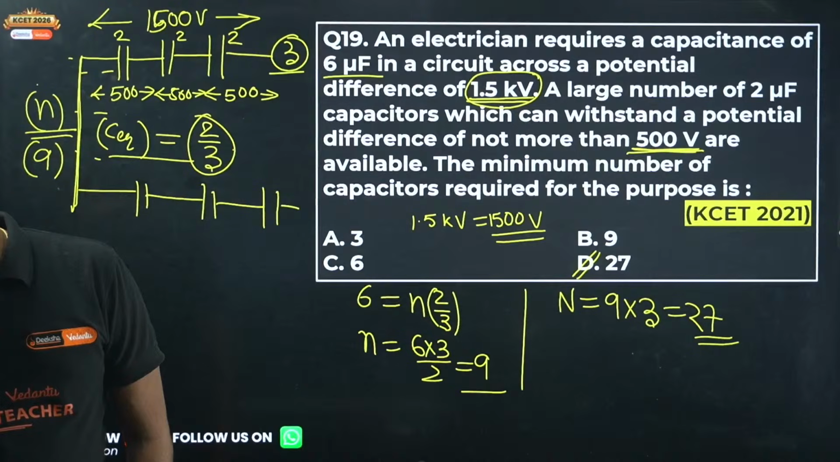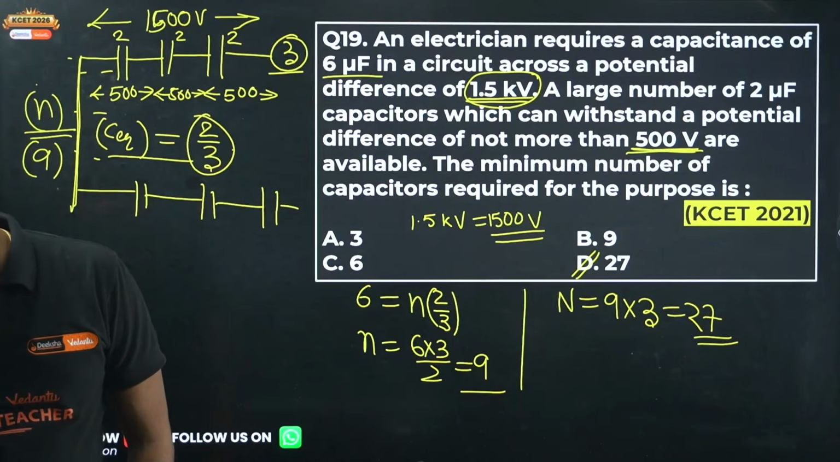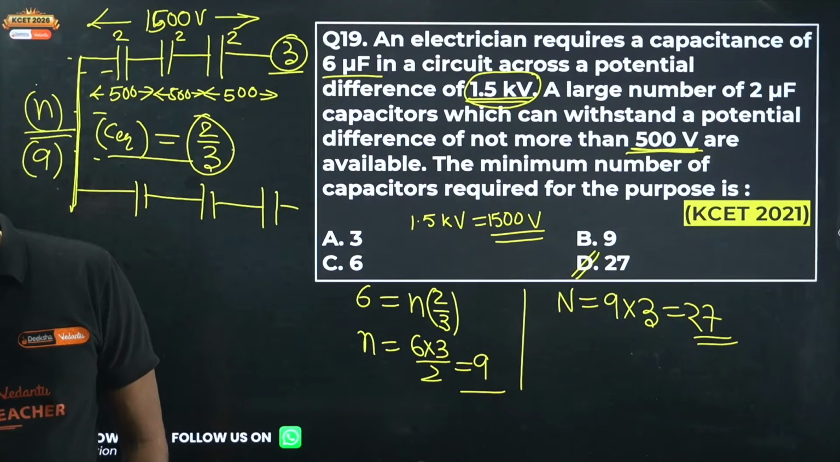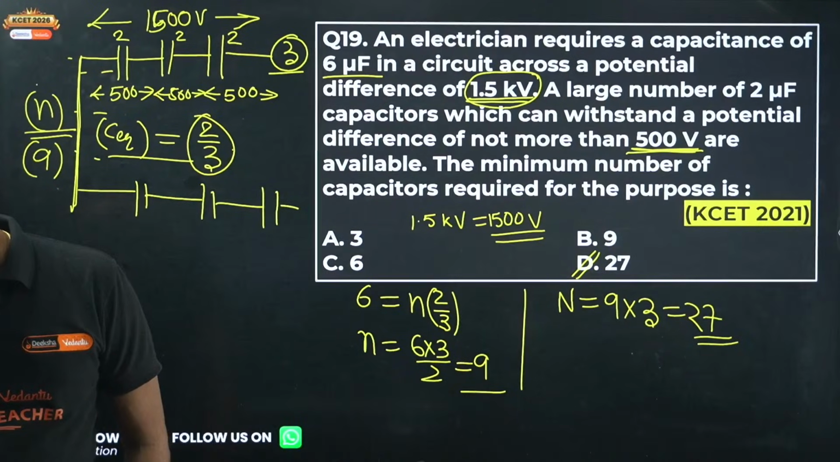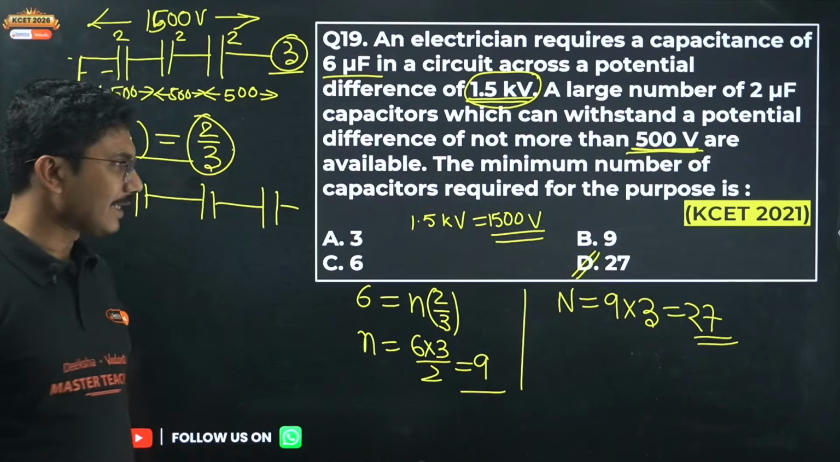For capacitors in series, C equivalent decreases. Yes. Shaila is saying 27 is correct. Supriya is also correct, 19D.